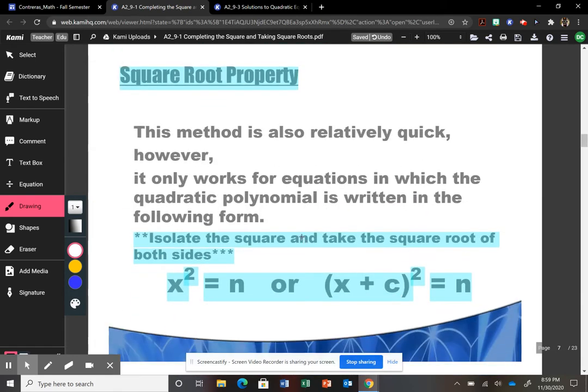Okay, so for the square root property, this method is also relatively quick. However, it only works for equations in which the quadratic polynomial is written in the following form, which is x squared is equal to our constant, or our quantity x plus c squared is equal to some number, right? So we have to isolate the square, and then we take the square root of both sides. So that's basically our two steps. We isolate the square and take the square root of both sides, and then solve for x, okay?